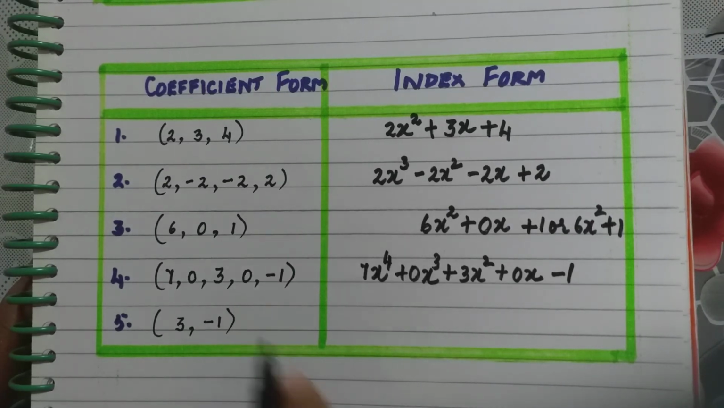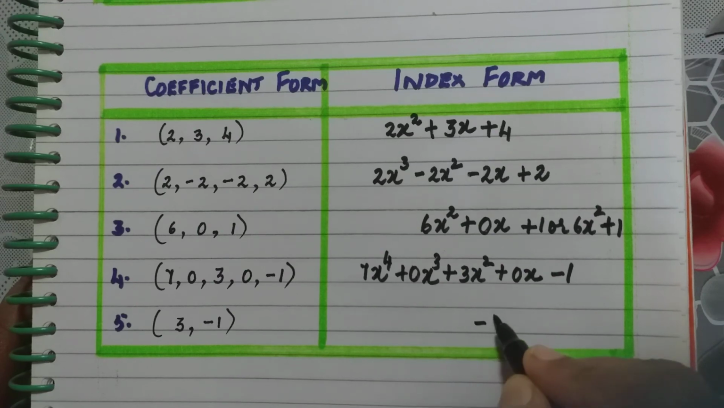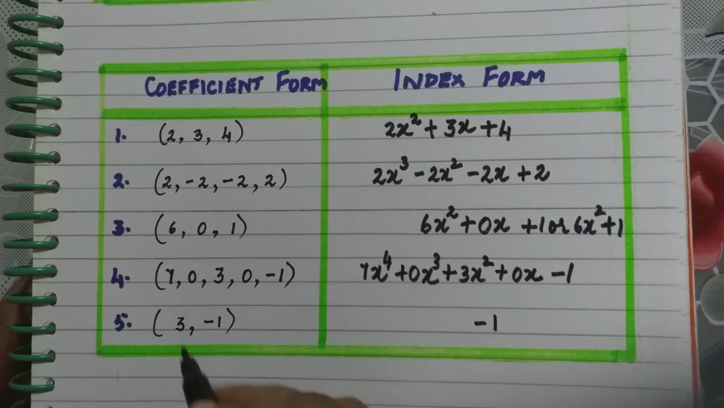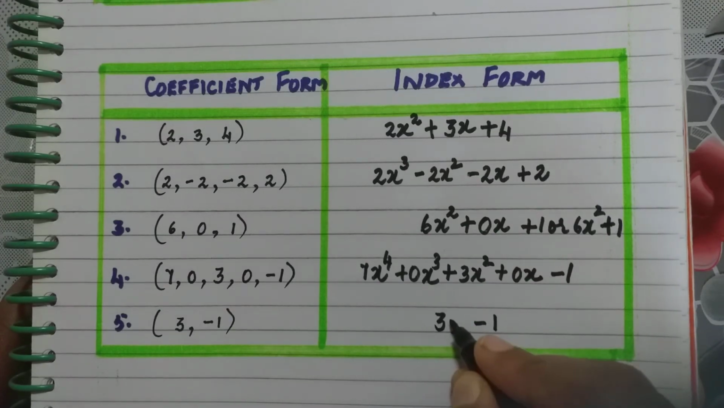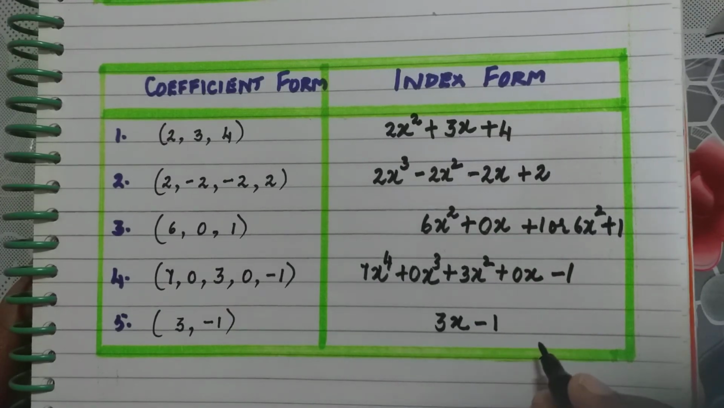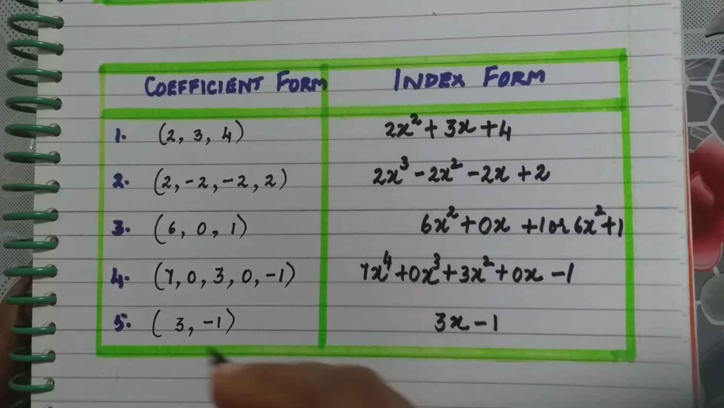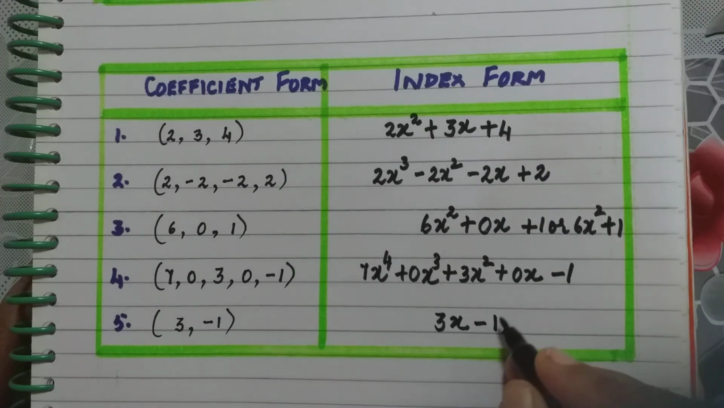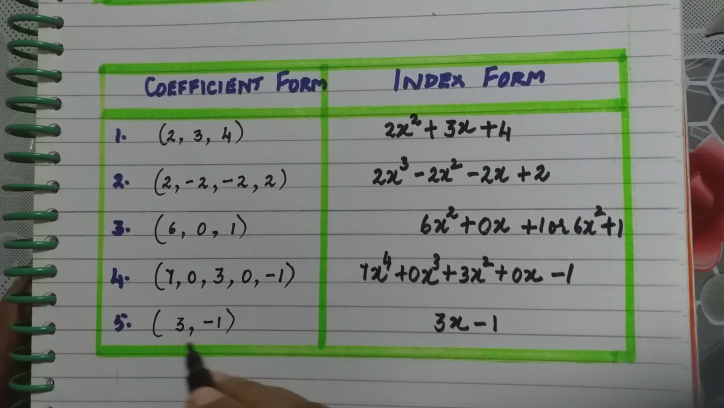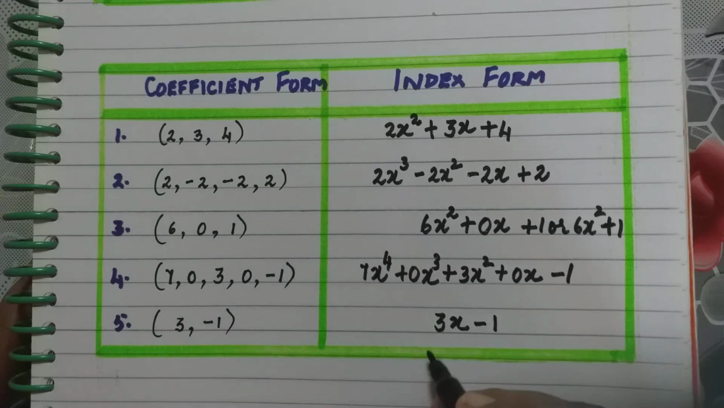Now here that we have last one, we have only two terms. This will be the constant one, that is minus 1, and this will be 3x. So this is 3x minus 1. The minus 1 is the constant one, and before that is to the power 1. So it is just 3x.